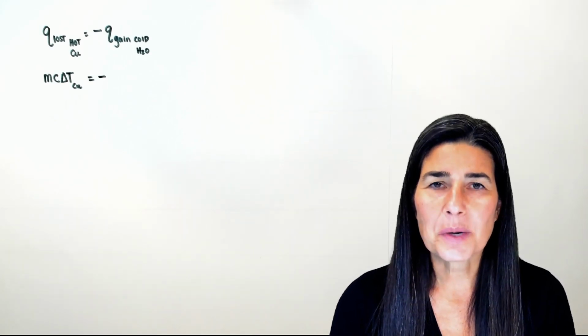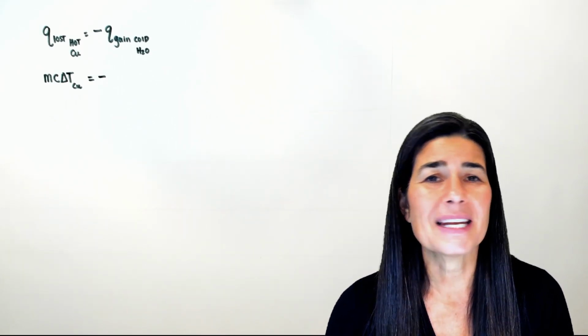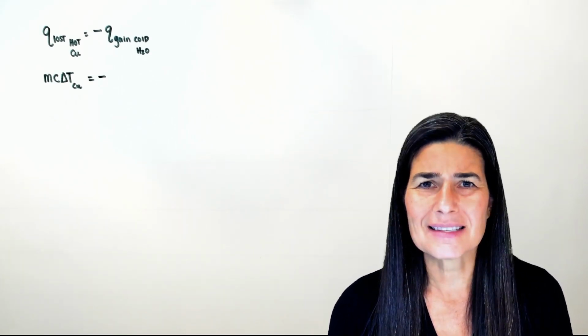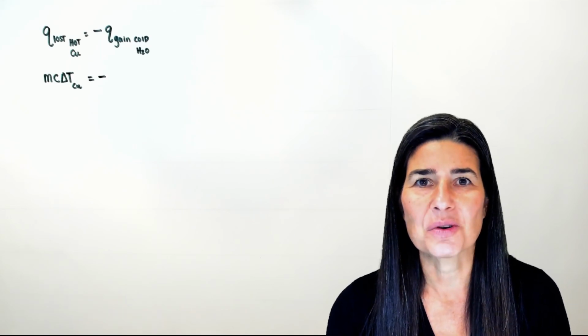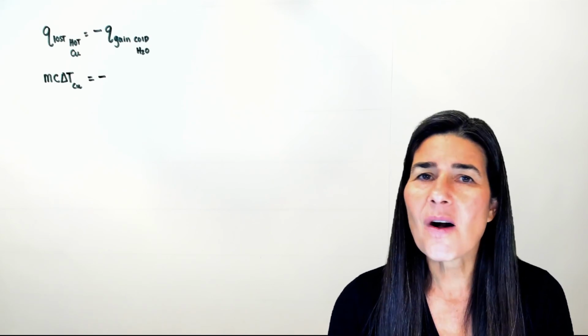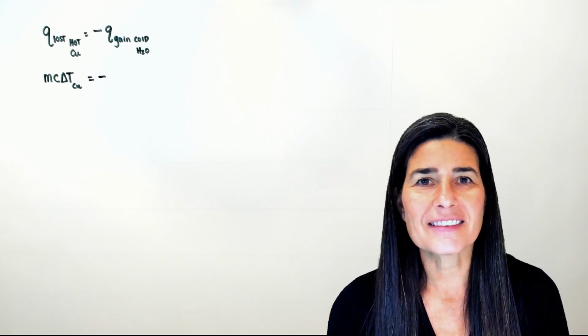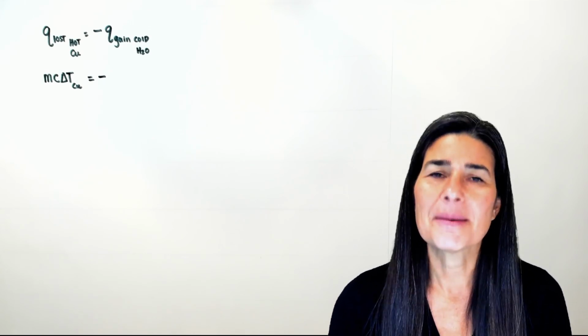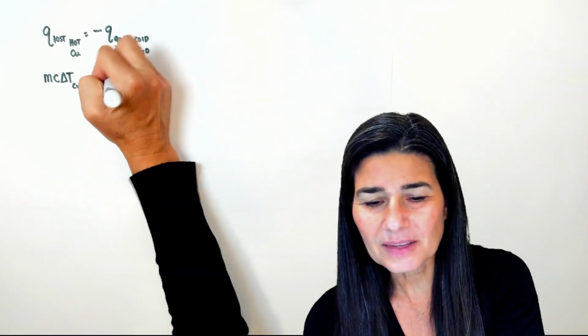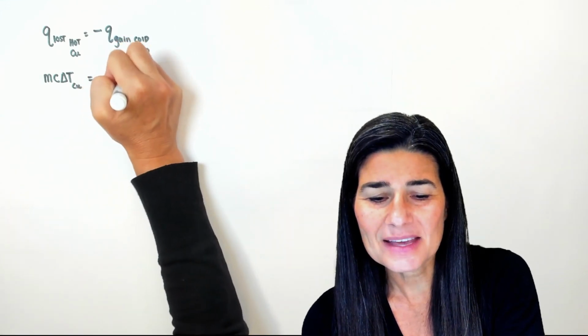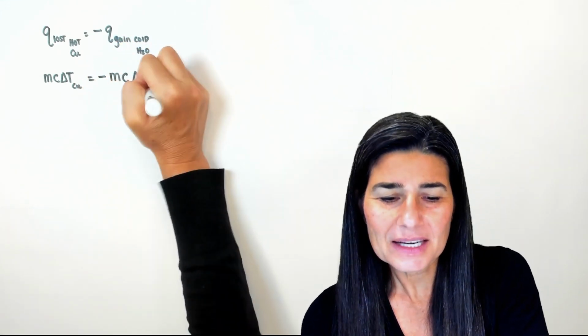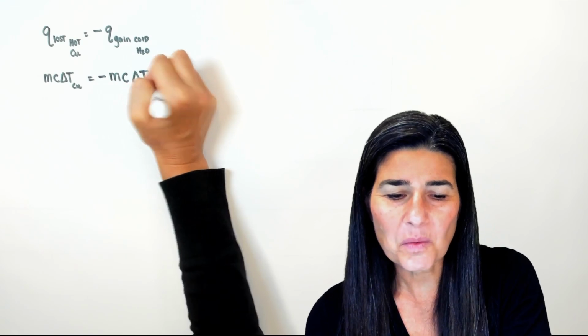Now what about the water? The water's at 25 degrees. It's going to warm up, but it's not going to reach its boiling point. It's not going to go above the 95 degrees that the copper was. So all the water is doing is a temperature change as well. The way we calculate heat for temperature changes, MCΔT again. So we're going to say MCΔT, but in this case, we're talking about the water.